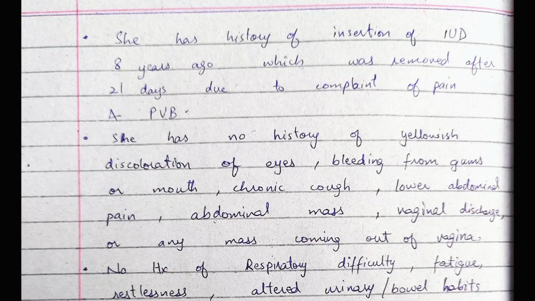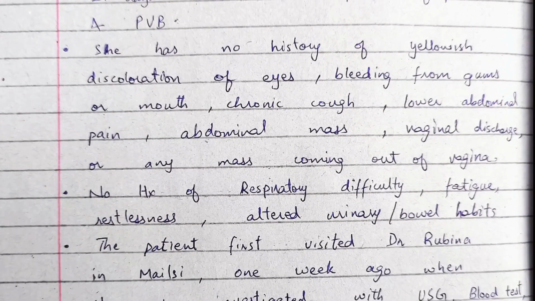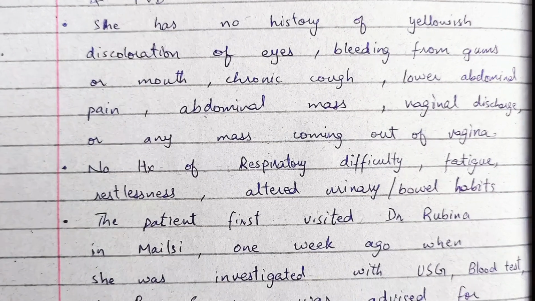She has history of insertion of intrauterine device 8 years ago, which was removed after 21 days due to complaint of pain and per vaginal bleeding. She has no history of yellowish discoloration of eyes, bleeding from gums or mouth, chronic cough, lower abdominal pain, abdominal mass, vaginal discharge, or any mass coming out of vagina. No history of respiratory difficulty, fatigue, restlessness, altered urinary and bowel habits.